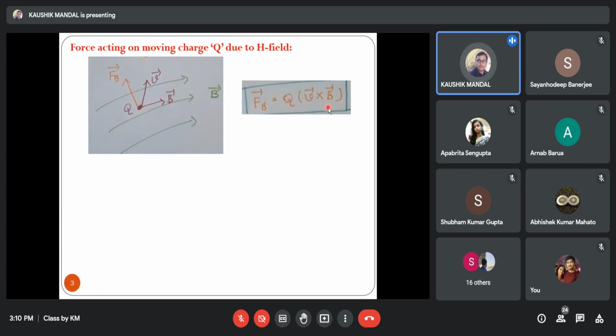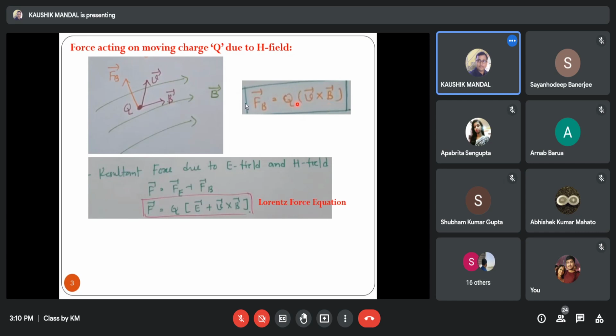So what will be the resultant force? The resultant force will be the sum of these two forces, the force due to electric field and the force due to magnetic field. If we sum up these two forces, it will ultimately be F equal to Q into within bracket E plus v cross B.